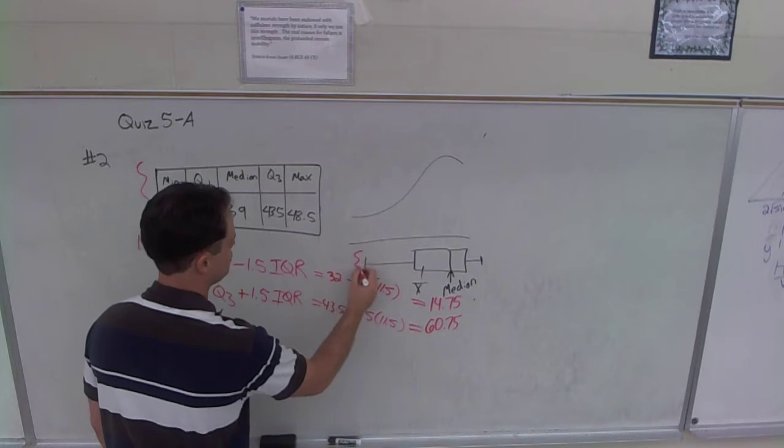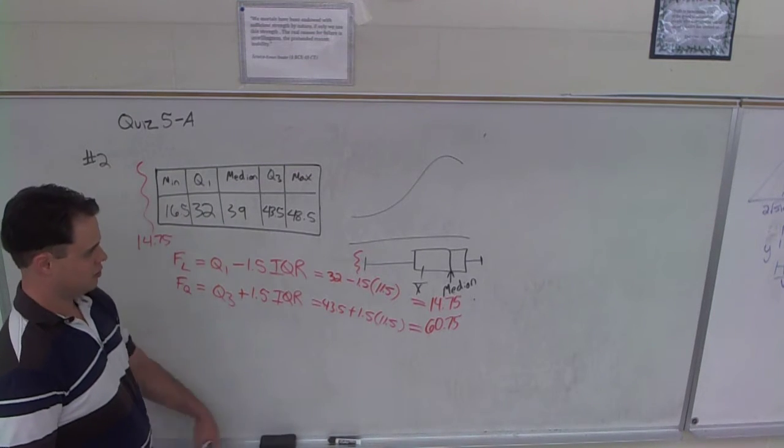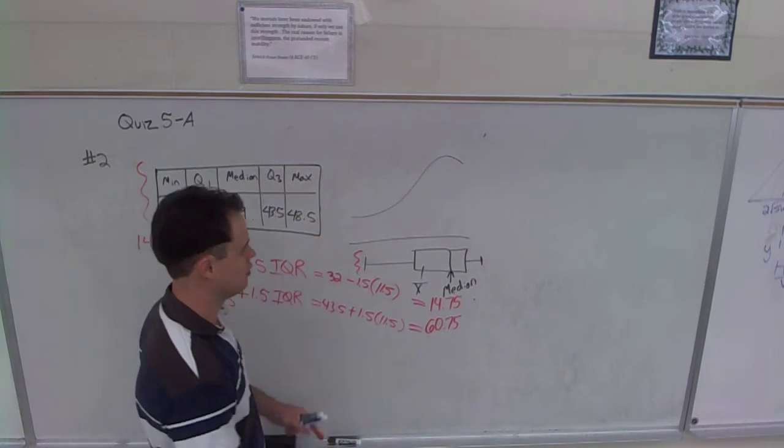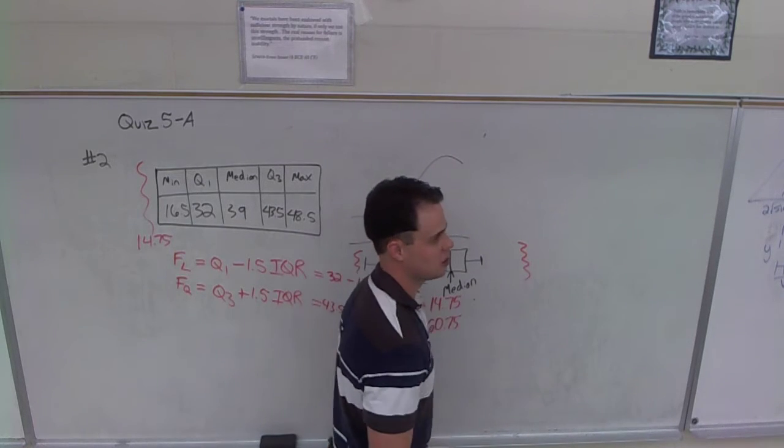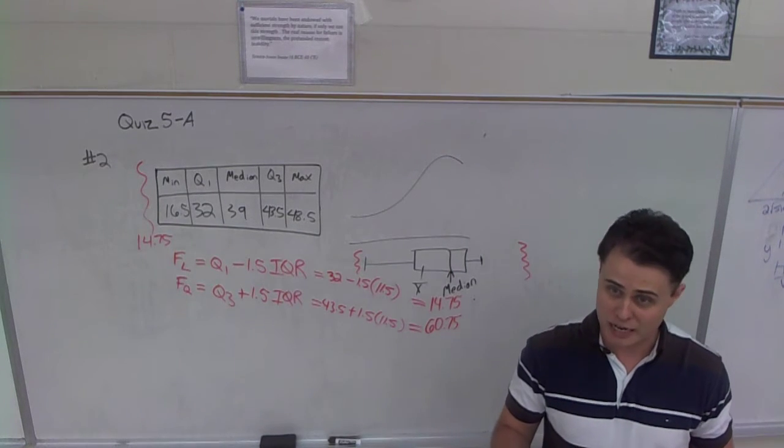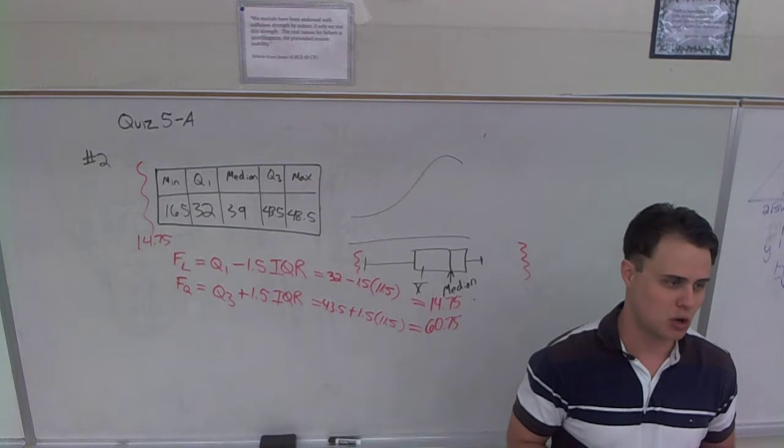Like here's our box plot. Here's the fence at 14.75. The upper fence is 60.75. That's clearly way up here. The entire range of data is between them. That means there's no outliers.